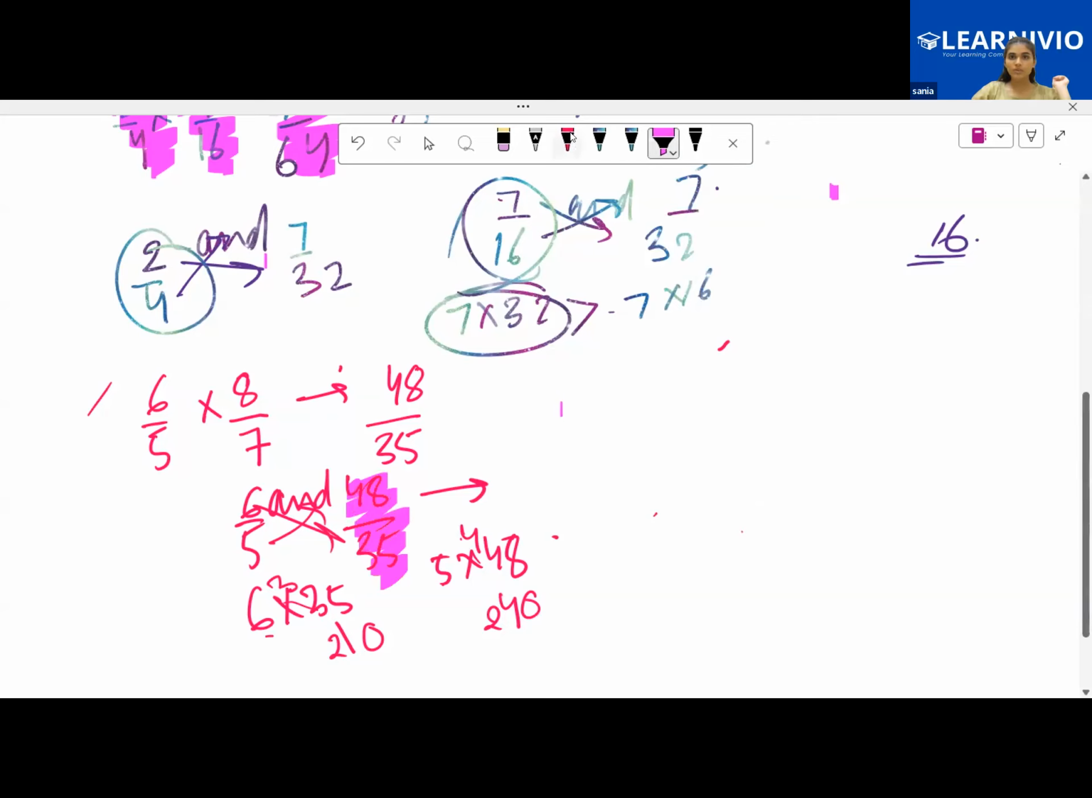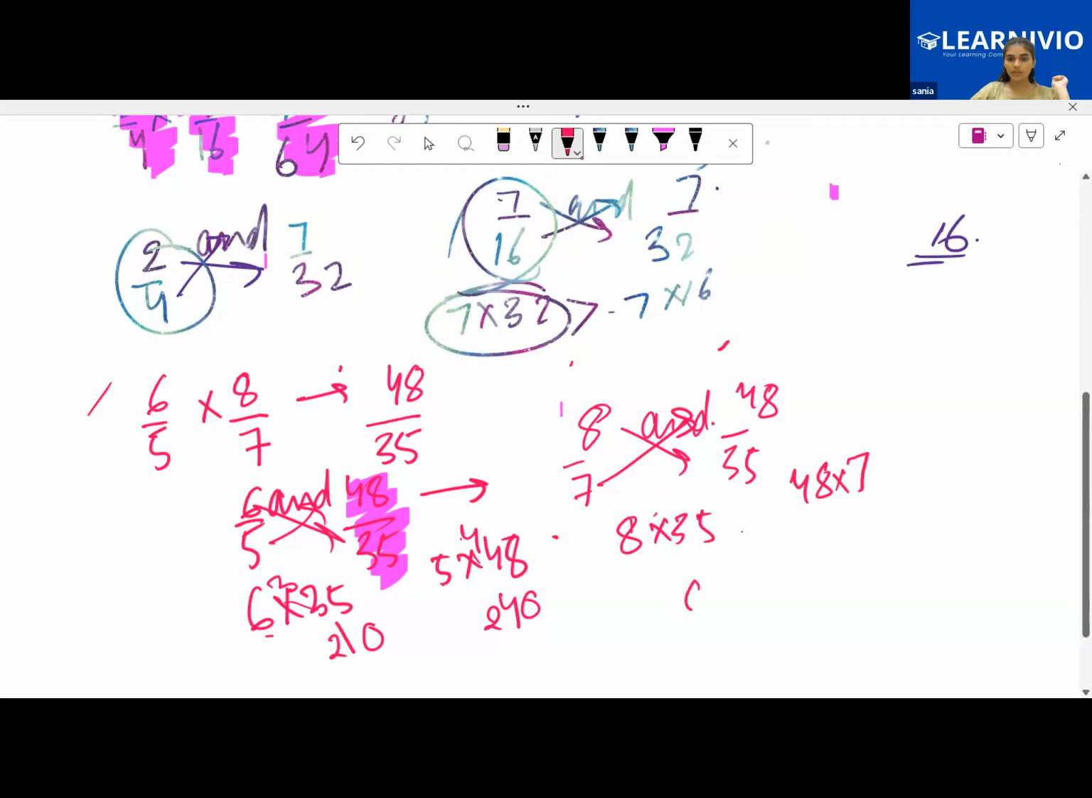Now next I'll do 8 by 7 and compare it with 48 by 35. So when I compare these, I get 8 into 35 and 48 into 7. Okay, I'll multiply it and get. Just give me a second, Sunera. I'm sorry.